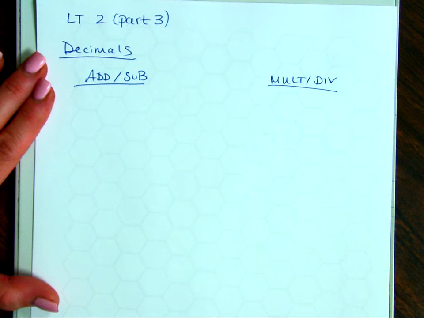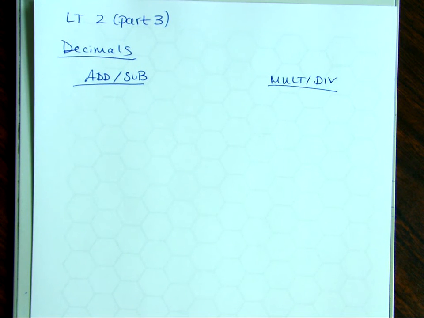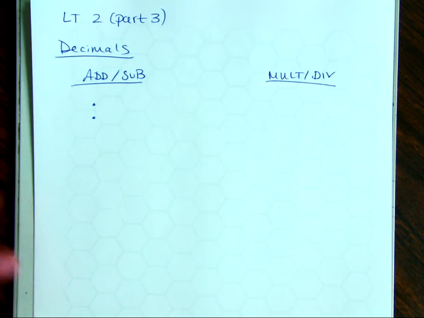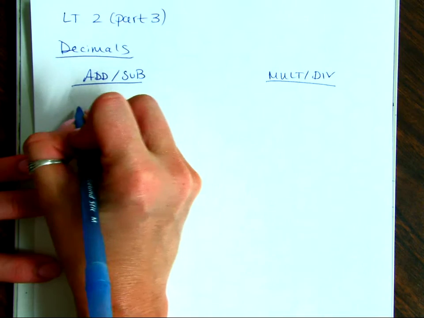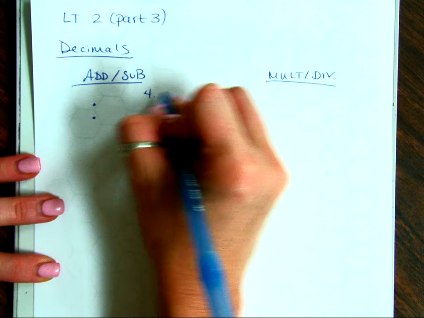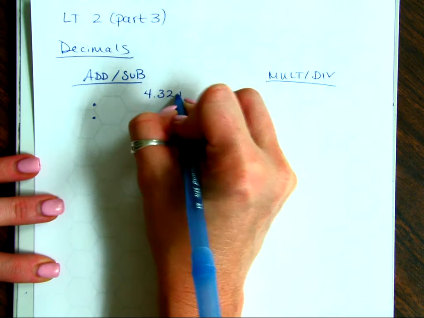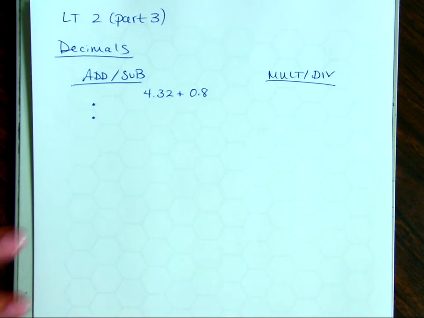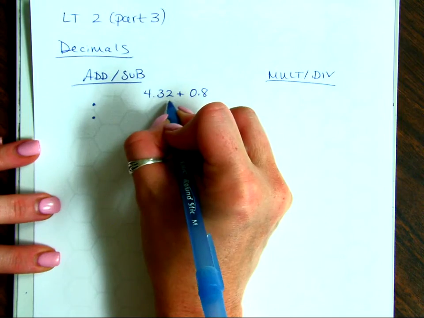Just like when you add fractions, you have to make sure you have common denominators. There's also something you have to make sure is true when you add decimals. It doesn't have anything to do with common denominators. It has something to do with your decimals being lined up. Okay? So if I ask you to add $4.32 to 80 cents, then you know that you're not going to just add 8 to this. You have to line them up.